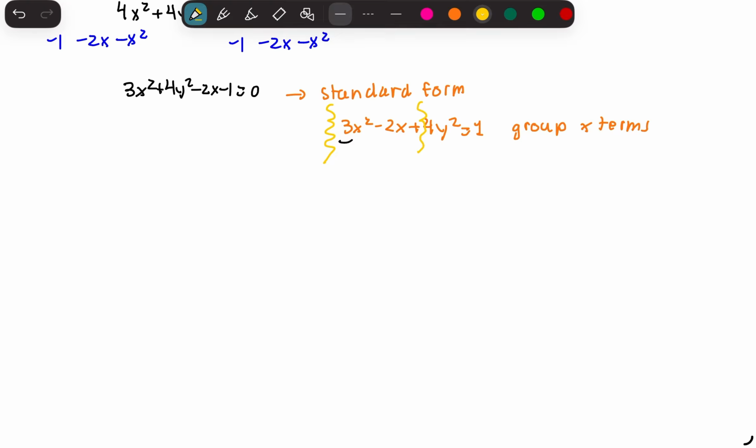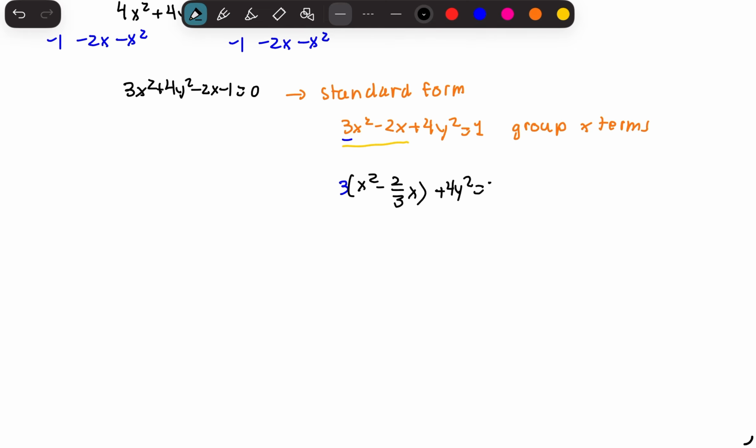And you can do this rule where you just divide it, right? So you're just going to write this like this. You're going to have 3x squared. Actually, don't do this. This is really weird and you don't want to do something weird like this in math. So we're just focusing on this part here with the x's. x squared minus 2 over 3 x plus 4y squared is equal to 1.